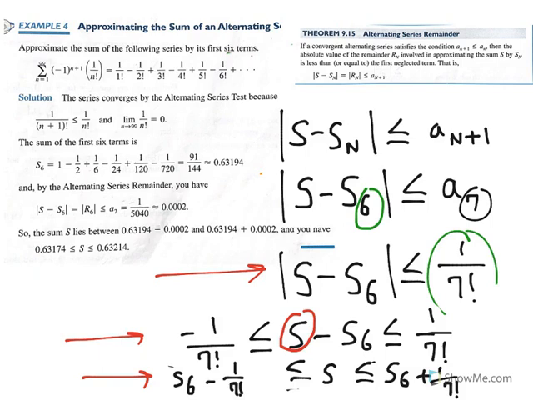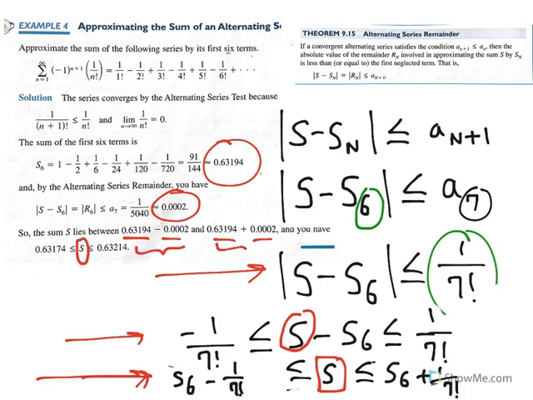So we know what the sixth partial sum is. It's this value. And we know what the seventh term is. It is this value. So our last compound inequality states that the infinite sum will be somewhere between the sixth partial sum minus the maximum possible error and the sixth partial sum plus the maximum possible error. And that's what we have right here. Here's the sixth partial sum minus the maximum possible error. Here's the sixth partial sum plus the maximum possible error. So the infinite sum will be somewhere between those two values. And that's what we're able to do by using the alternating series remainder theorem.